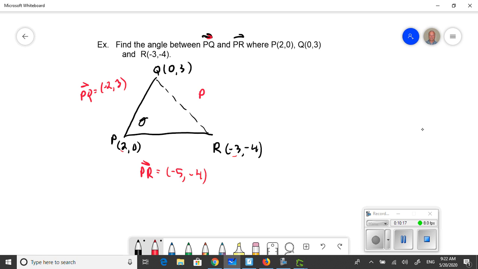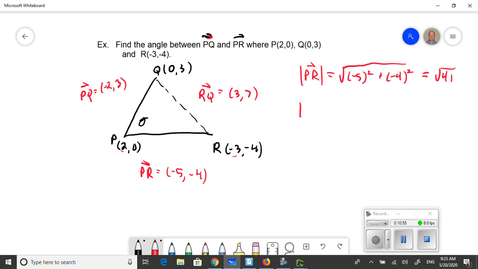And while I'm at it, let's do RQ. That'll be 0 take away negative 3, that's 3. And 3 take away 4, so 3 take away negative 4 is 7. Alright, so over here, let's get some lengths here. PR will be negative 5, negative 4. I'm going to do this quickly. Okay, so that's 25. 25 plus 16, that's the square root of 41.